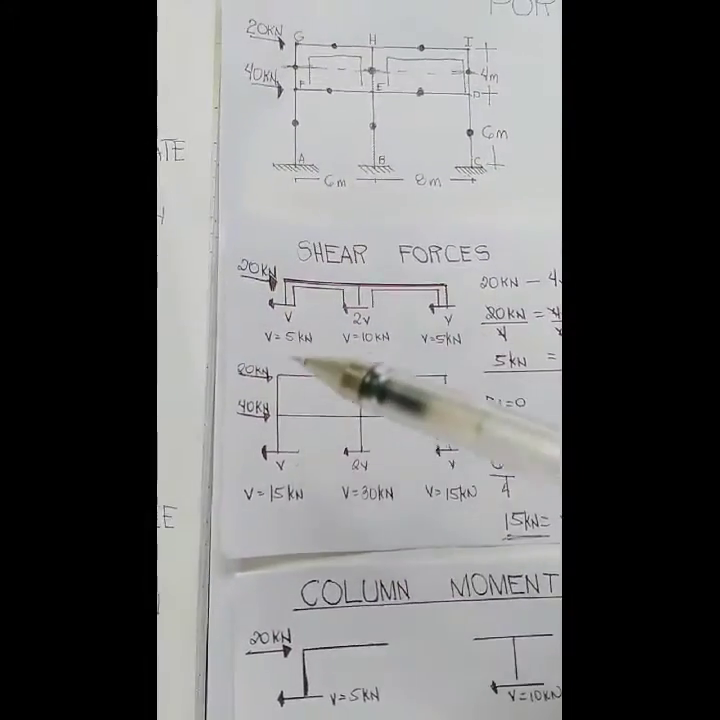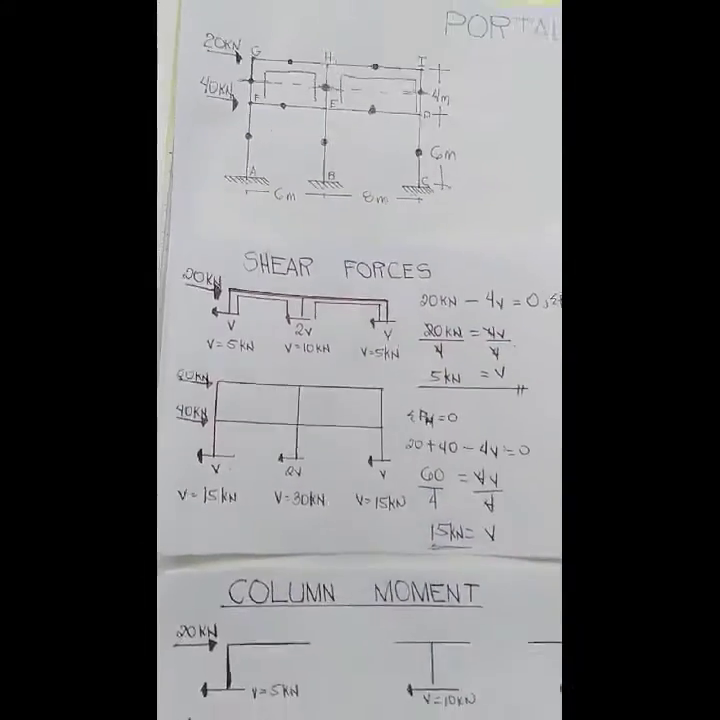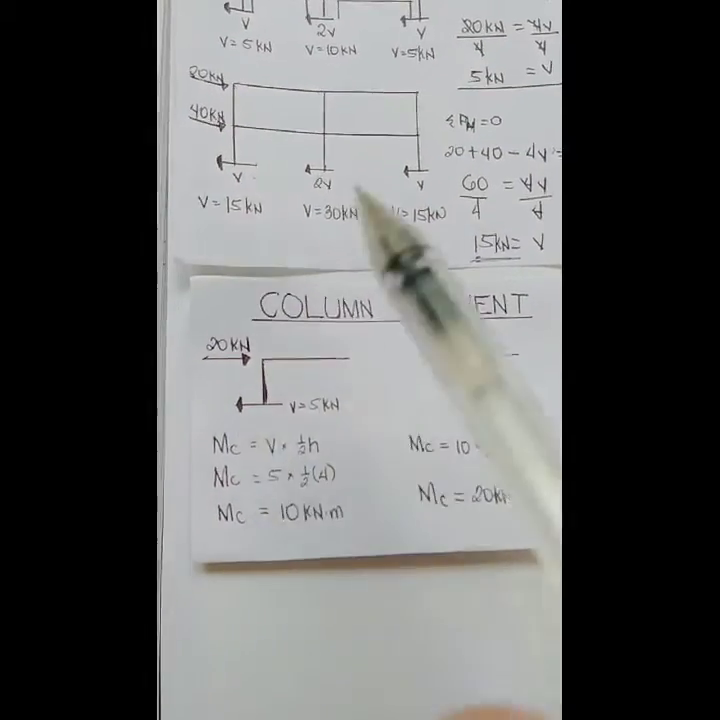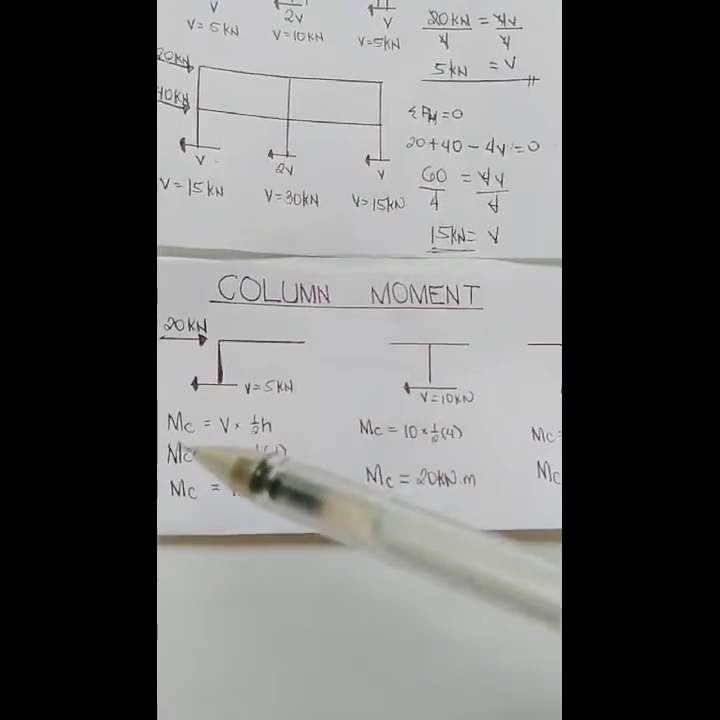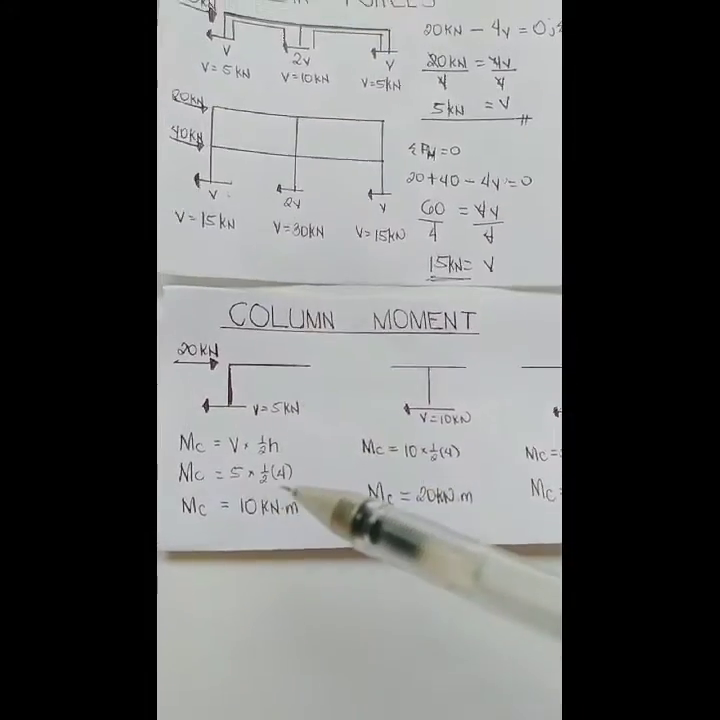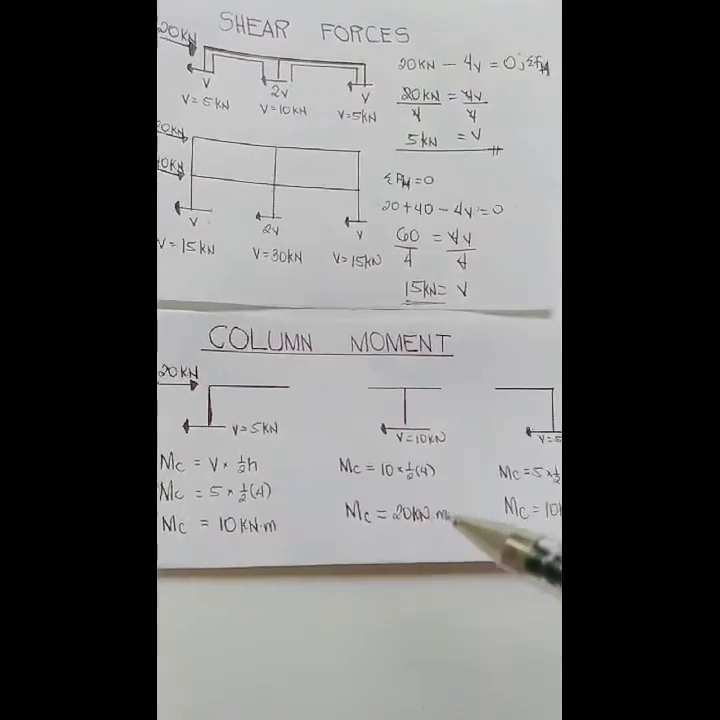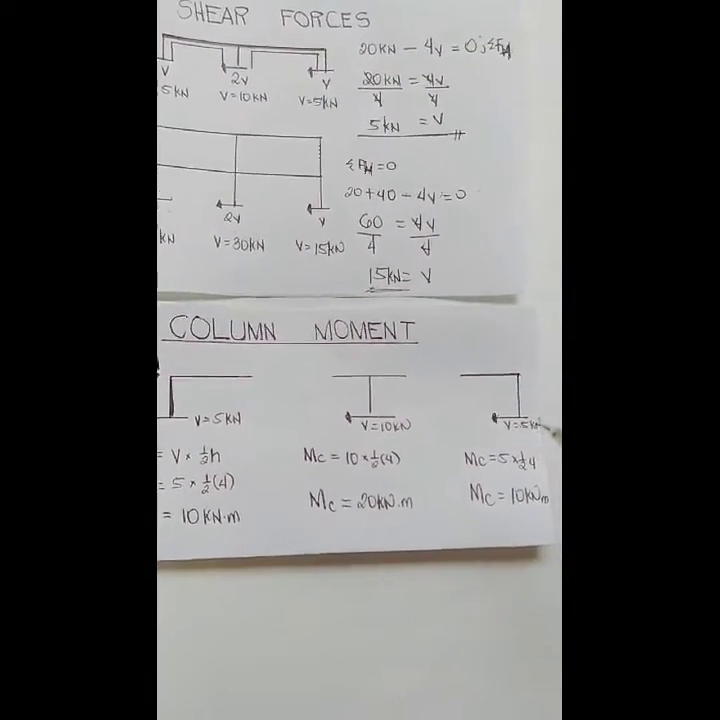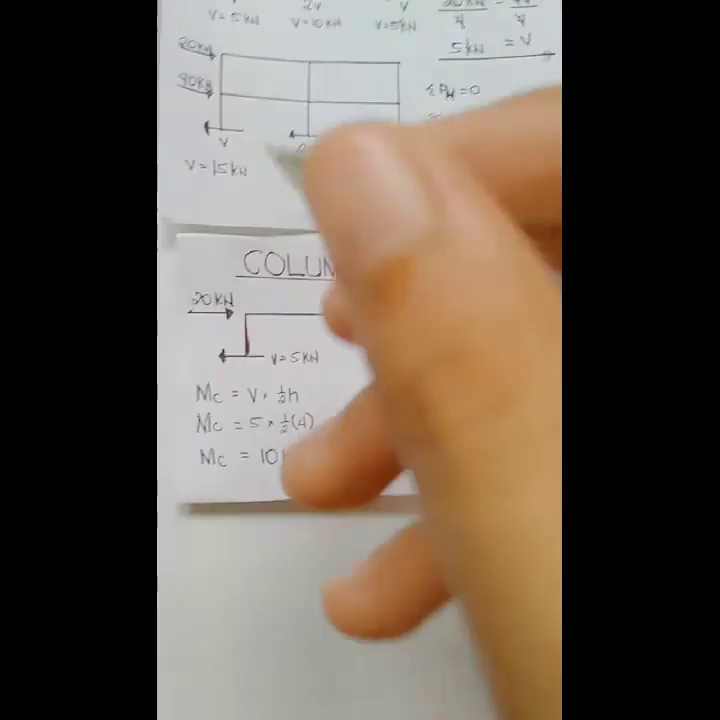So, nakuha natin ang shear dito. Shear. So, from column moment, dito, ito naman yon. Ito may V, dito 10, tapos dito is 5. Using the formula, ating isa-substitute yung value. Yan, nakuha natin dito is Mc is 10 kN. Dito sa gitna is 20 kN. Dito sa dulo is ito ay 10 kN din.